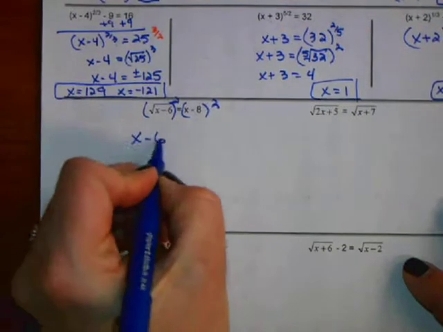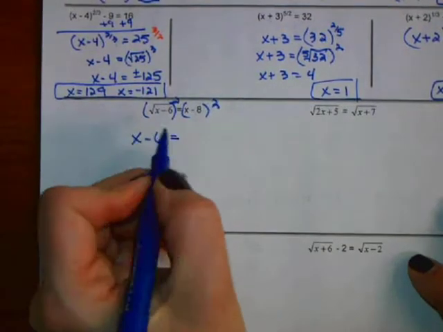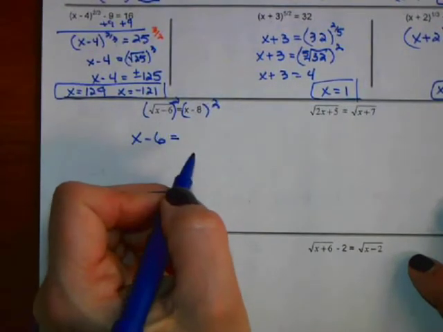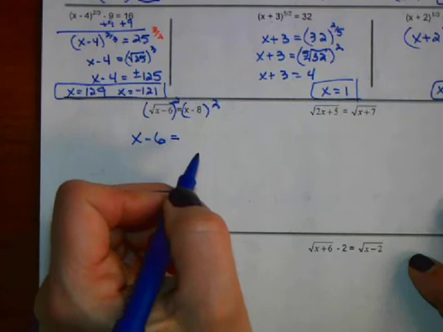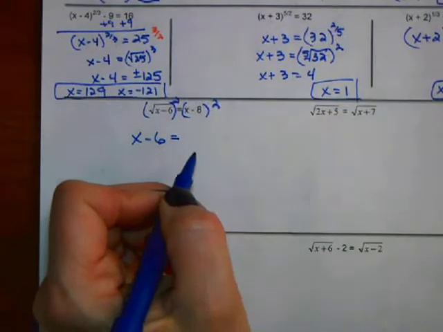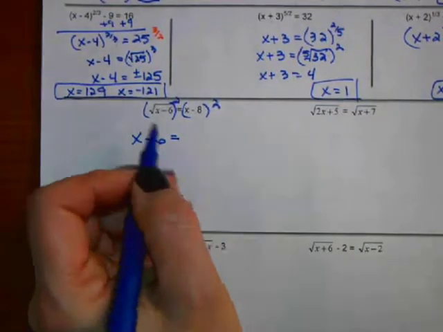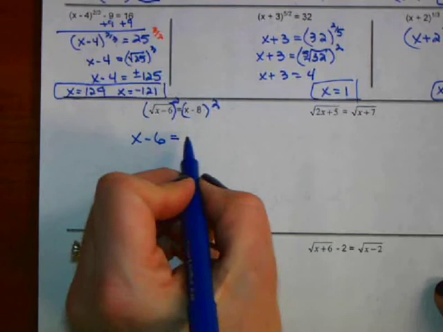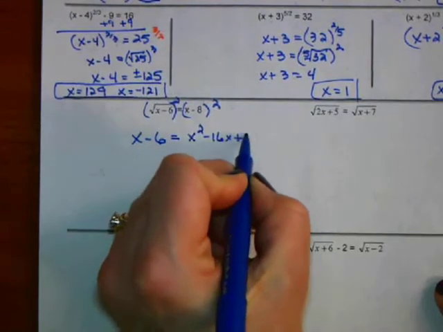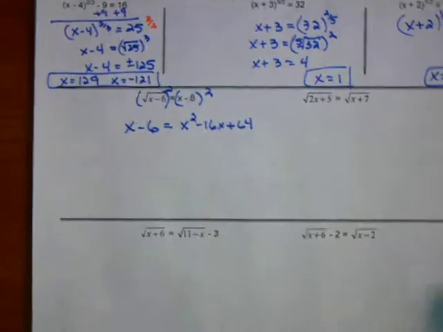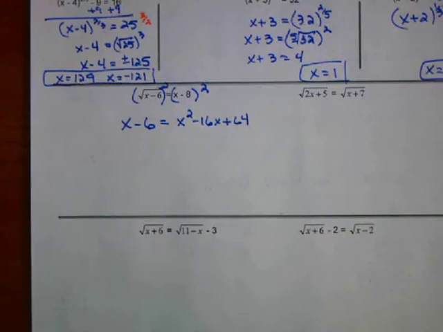So now I have x minus 6 equals, ready? X minus 8 squared. This is where you got to get kind of good at those nice little patterns that we saw earlier. Equals x squared minus 16x plus 64. If you can't do it that fast, write it out in FOIL. It's x minus 8 times x minus 8 and you FOIL. Yeah?